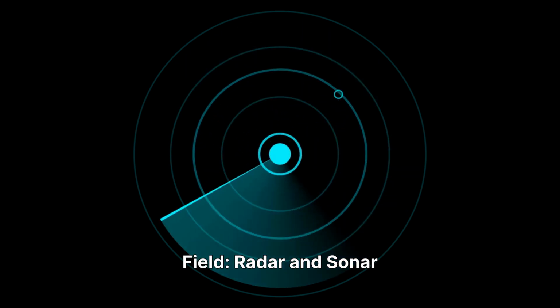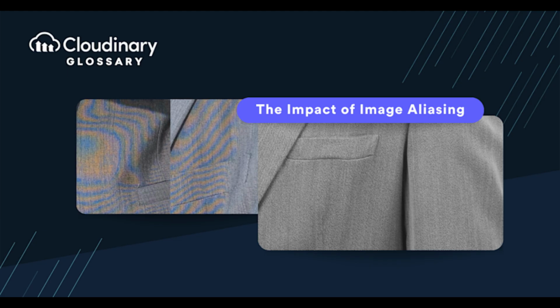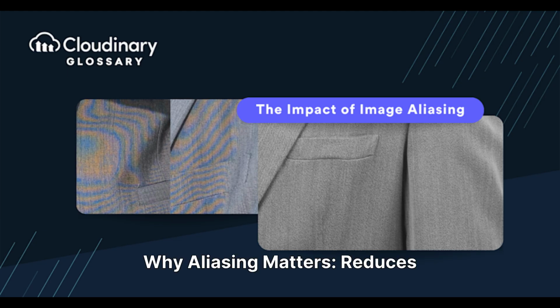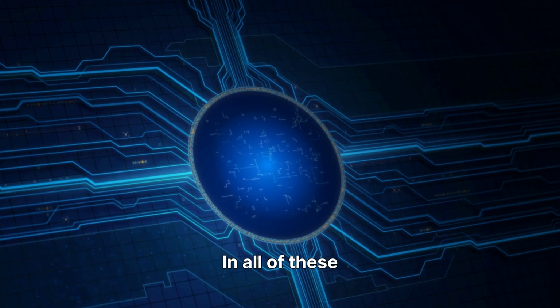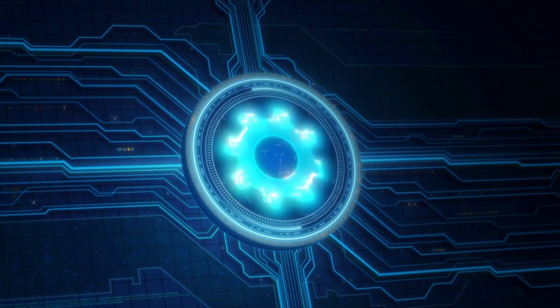Field: radar and sonar. Why aliasing matters: ensures accurate detection and interpretation of signals. Field: computer graphics. Why aliasing matters: reduces visual artifacts in textures and animations. In all of these fields, ensuring clear and accurate digital representation is essential.